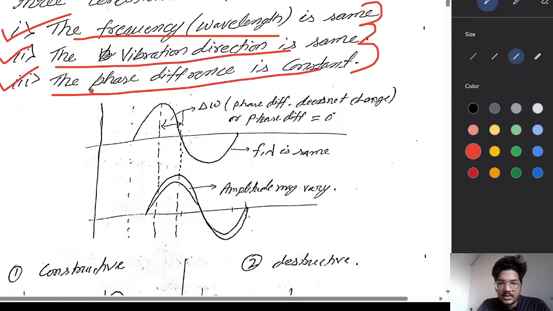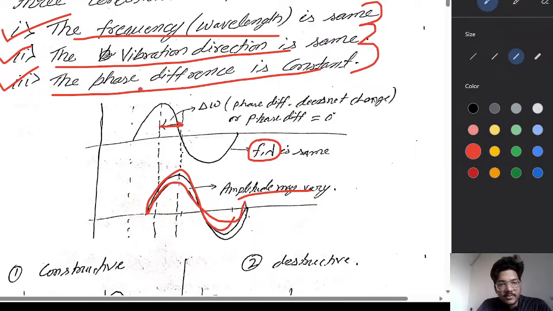So this one is the phase difference. Frequency or wavelength will be the same. Amplitude may vary. So these waves have different amplitudes, but the same phase and the same direction.